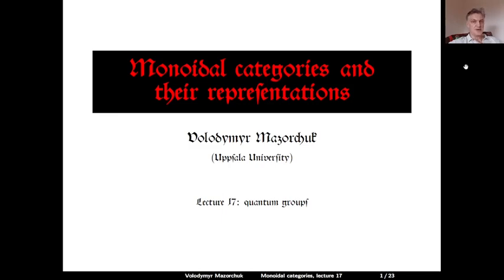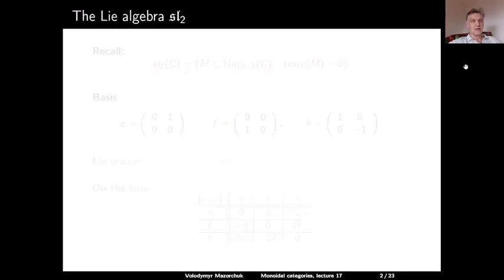Monoidal categories and their representations, Lecture 17, Quantum Groups. Let us first recall the definition and finite dimensional representation theory of the Lie algebra SL2.